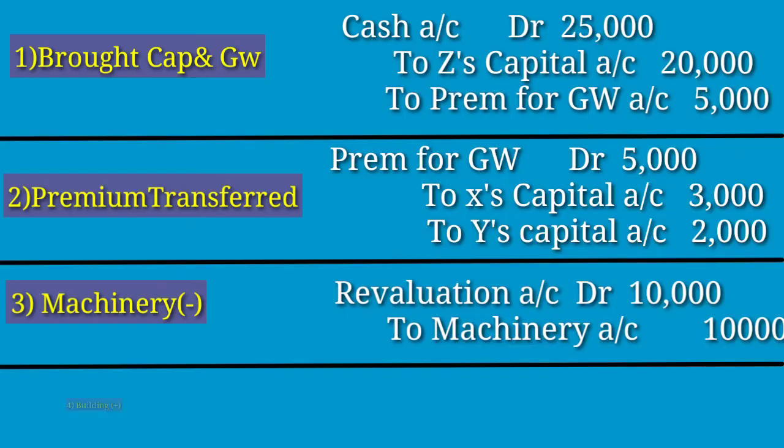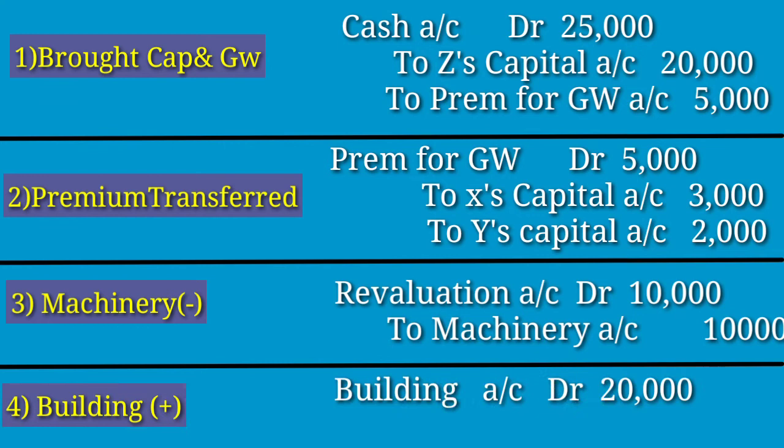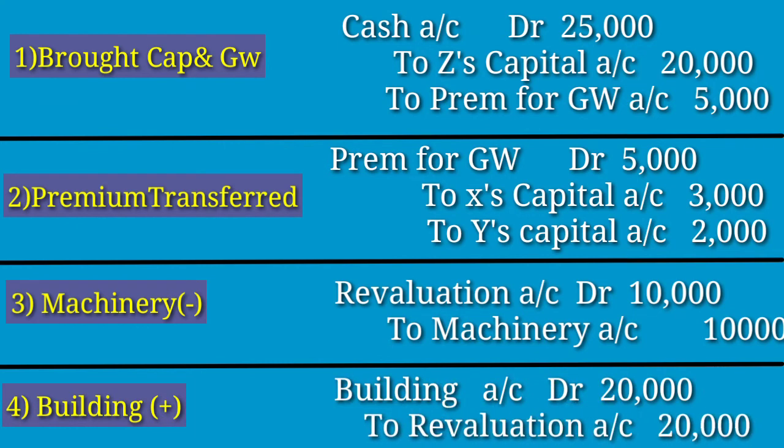And what is the journal entry? Building account debit 20,000 to revaluation account 20,000. The difference amount, 60,000 minus book value 40,000, the 20,000, we have to record in the books. When the asset value is increased, we have to debit the asset, and at the same time the profit also increased. Revaluation account is a nominal account. So the rule: credit all incomes and gains. So the revaluation account we have to credit.